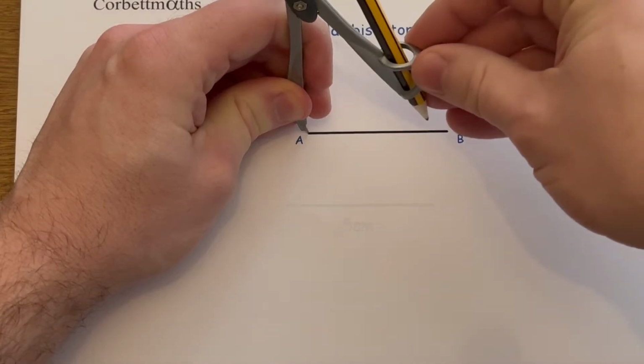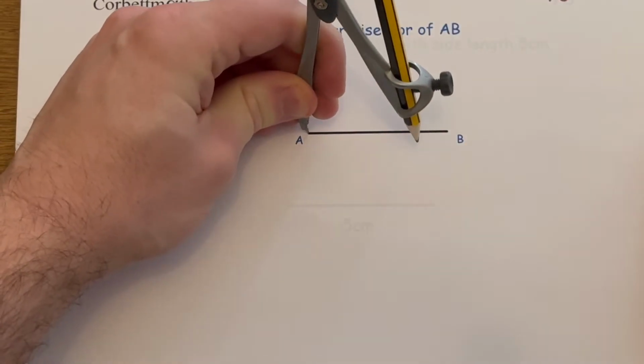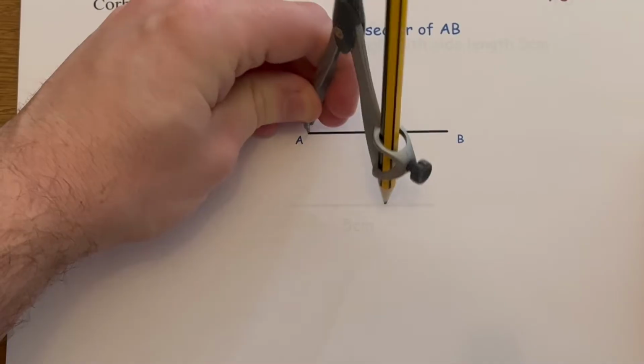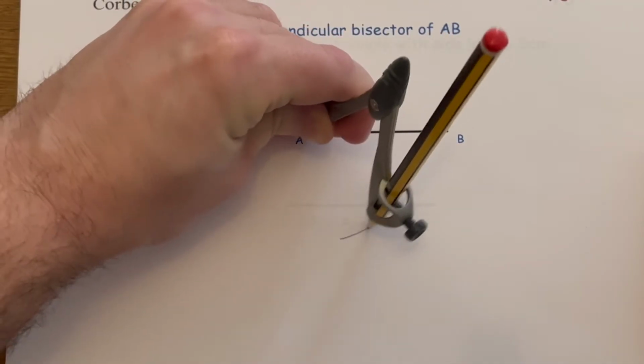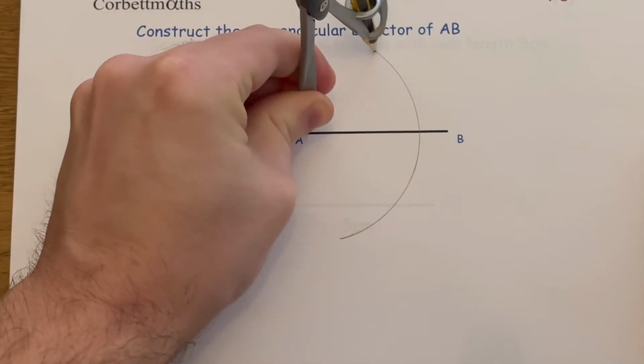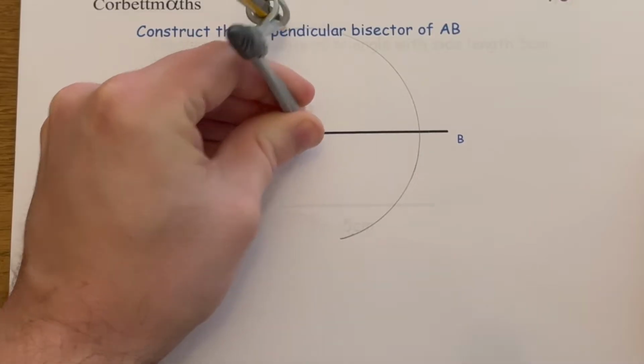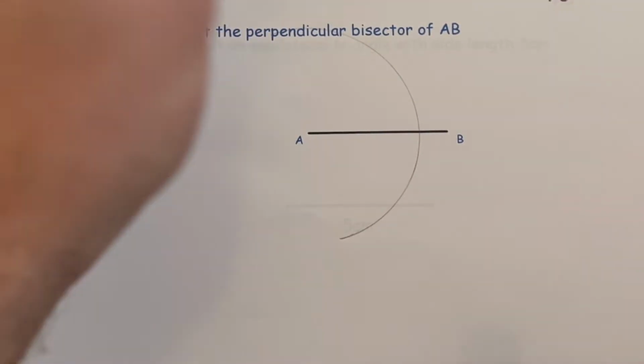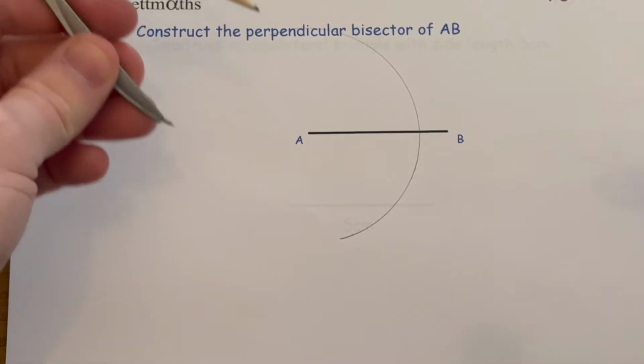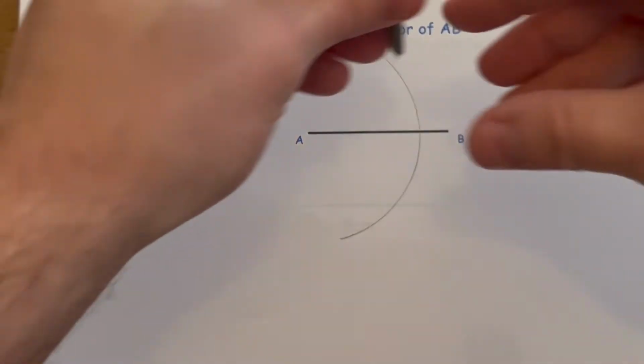We're going to set the compass and the pencil so that it's over halfway along the line. As you can see here, this is over halfway. Then you're going to draw an arc like so, and that's our first arc. Then you're going to move the compass and pencil to the other side. Keep it the same size. That's very important: keep your compass and pencil set to the same size.